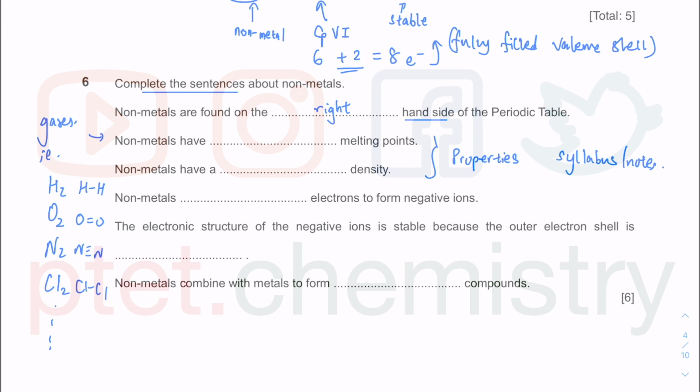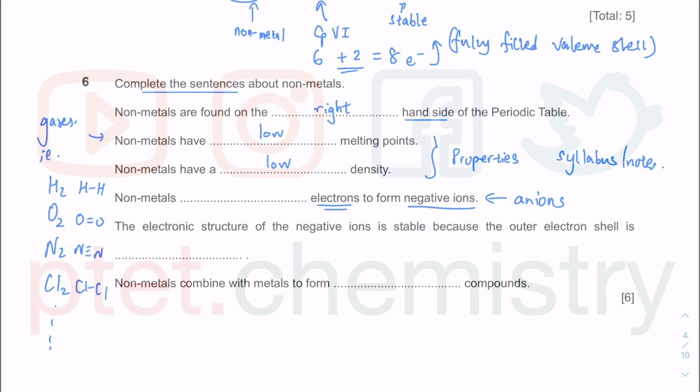Sharing of electrons means a covalent bond, therefore the properties will be a low melting point. They also have a low density. They are mostly gases, not found at ground level. And the other thing is they form negative ions. The other name for a negative ion is an anion.